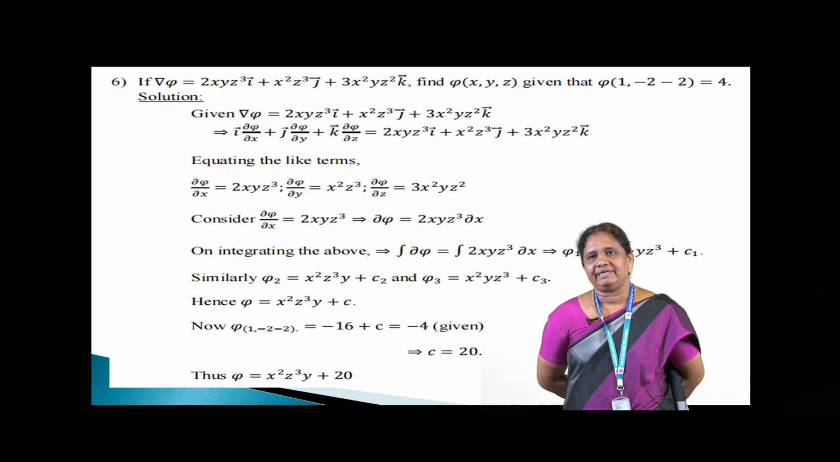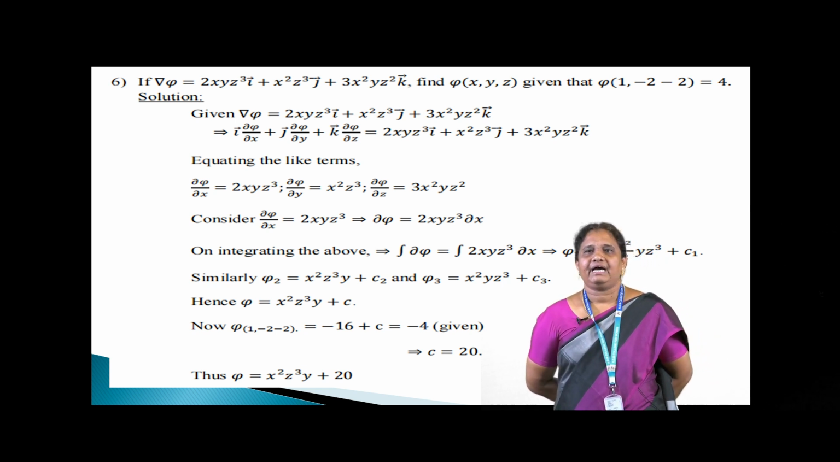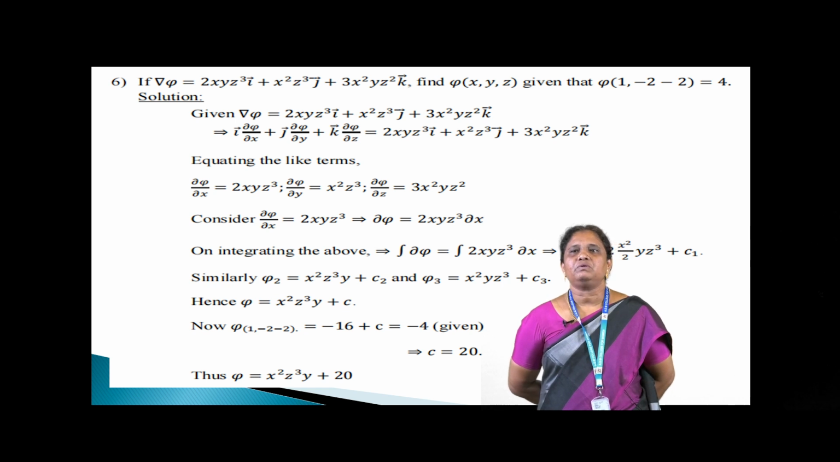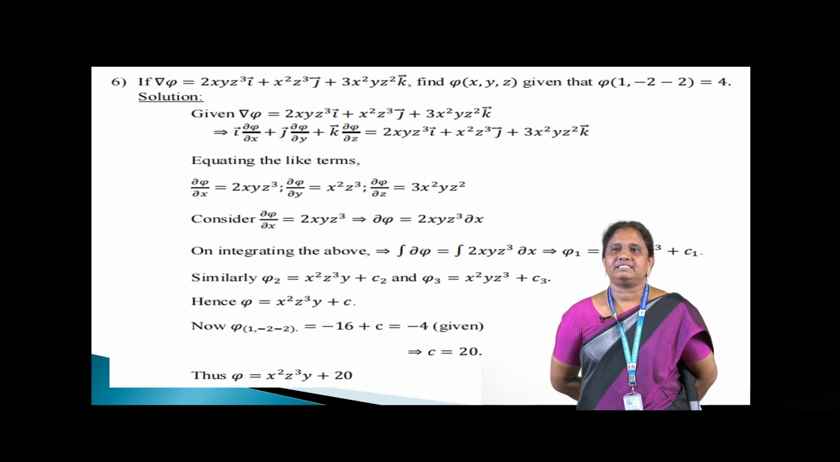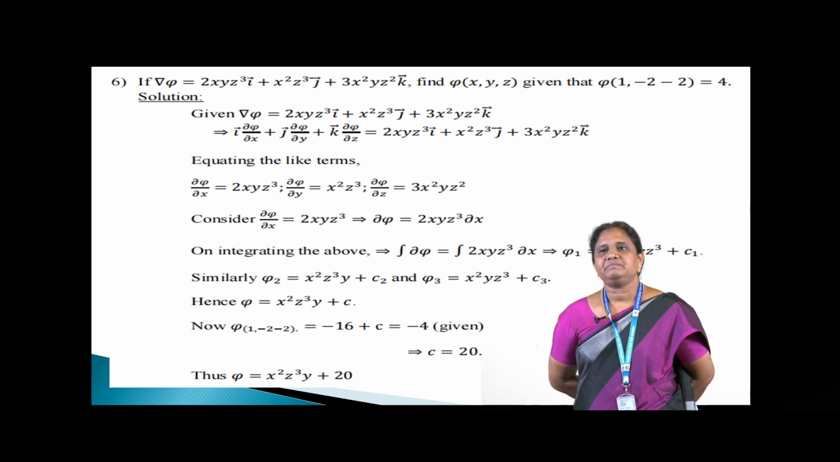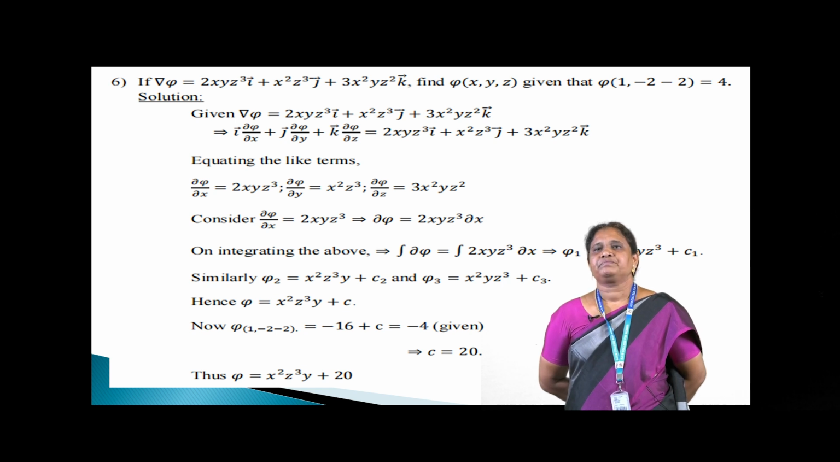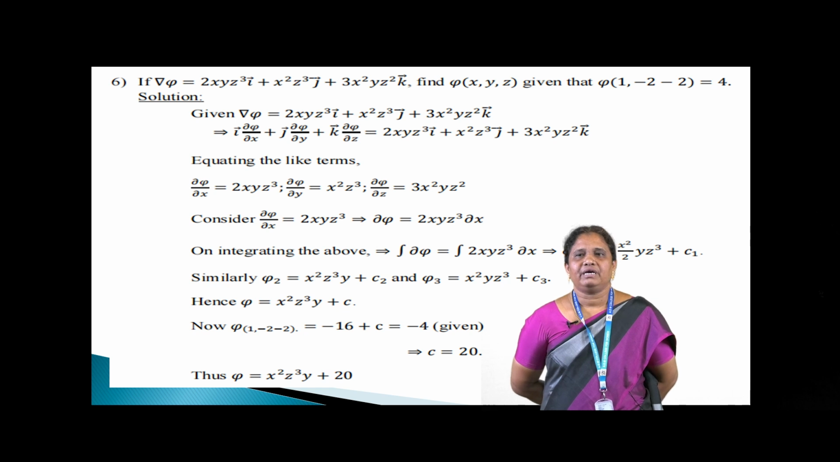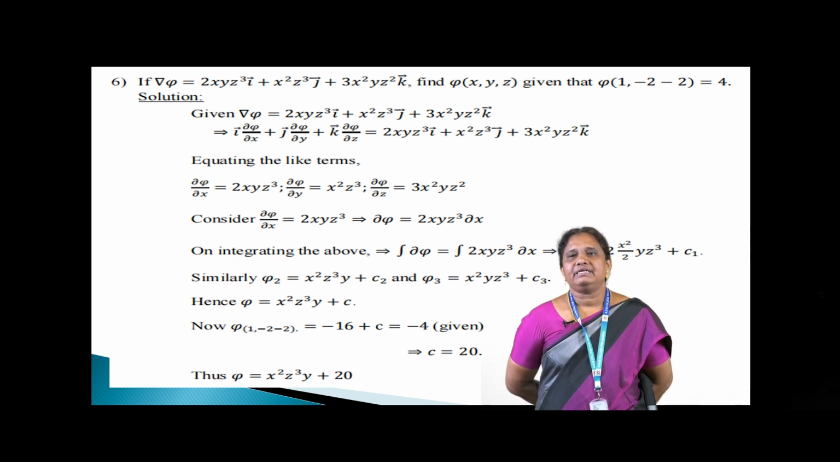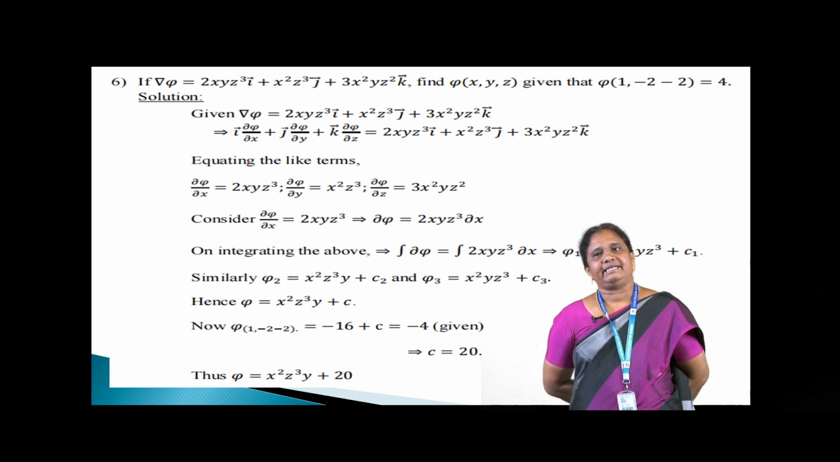Similarly, for the vectors j and k, we have dou phi by dou x is equal to 2xyz cube, dou phi by dou y is equal to x square z cube, and dou phi by dou z is equal to 3 times x square y z square. Now, first let us take the first differential equation, dou phi by dou x, which is equal to 2xyz cube. Now, bring the denominator dou x to the right hand side.